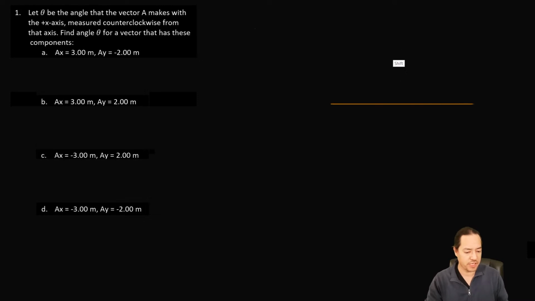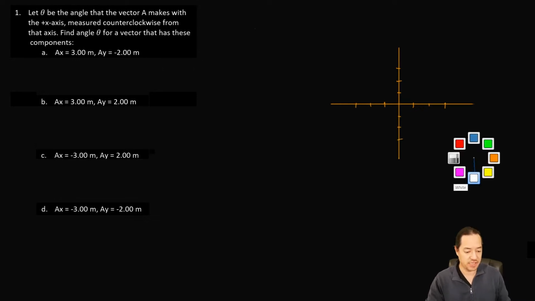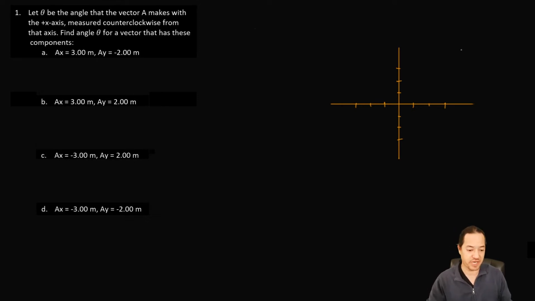I'm going to start out by drawing a set of axes here, just so I can do a quick little sketch of these 4 different vectors so I have some idea of what they look like. This will help guide us as we answer these questions. Now what's important is that we have 4 different quadrants here defined by the x and y plane. This is going to be quadrant 1, this is going to be quadrant 2, this is going to be quadrant 3, and this will be quadrant 4.